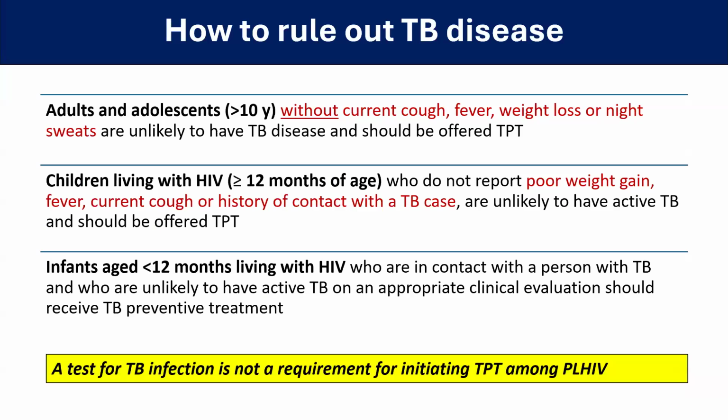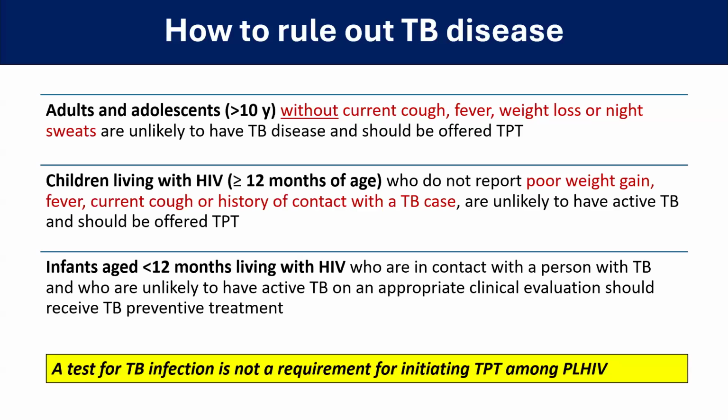Adults and adolescents more than 10 years without current cough, fever, weight loss, or night sweats are unlikely to have TB and should be offered TPT. Children living with HIV more than 12 months of age who do not report poor weight gain, current cough, history of contact with a TB case, or fever are unlikely to have active TB and should be started on TPT. Infants aged less than 12 months living with HIV who are in contact with a person with TB, and who are unlikely to have TB after appropriate clinical evaluation, should receive the TPT regimen.